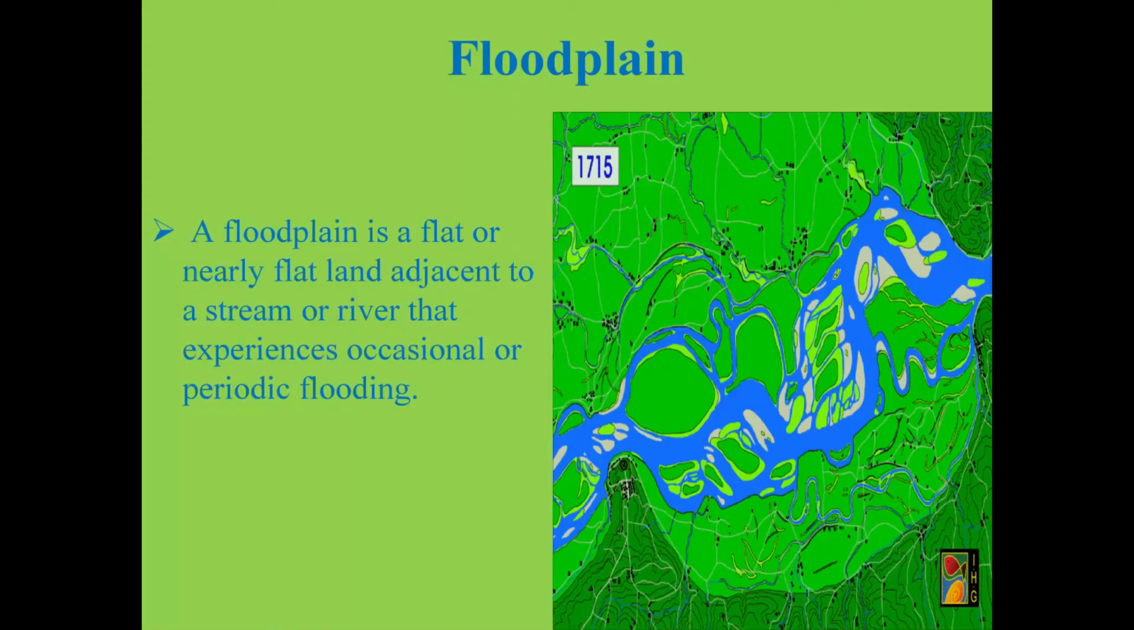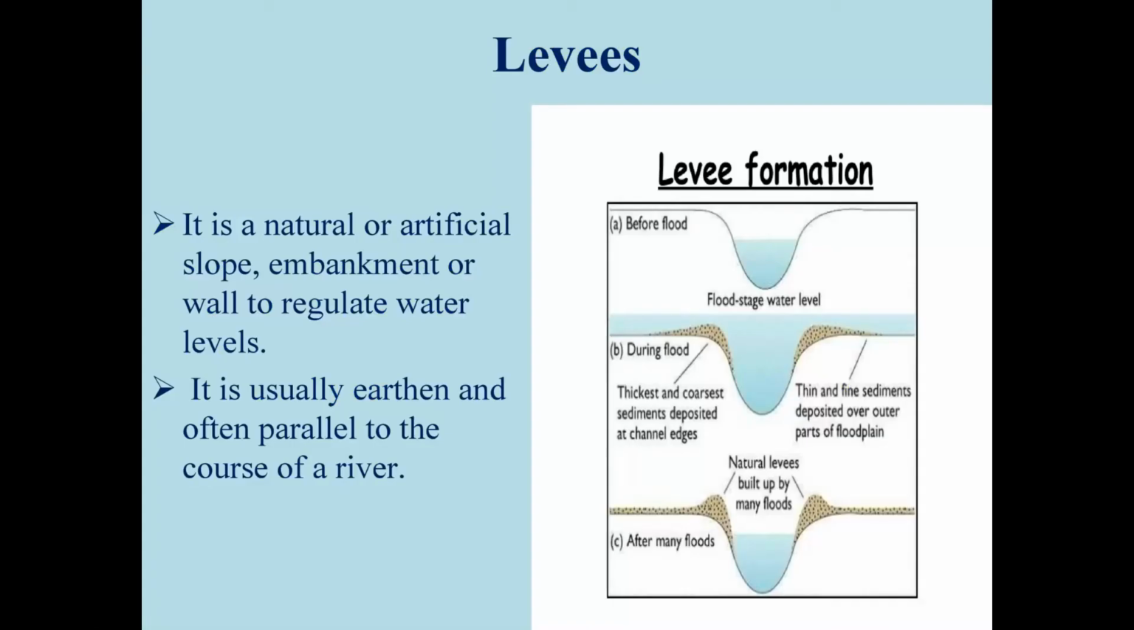Floodplain. Layers of fine soil and other sediments are deposited along the river banks because of flooding. This leads to the formation of floodplains. They are very fertile. Example is Indo-Gangetic floodplain. Levees. The raised banks of the river are called levees. It is a natural or artificial slope, embankment or wall to regulate water levels. It is usually earthen and often parallel to the course of a river.